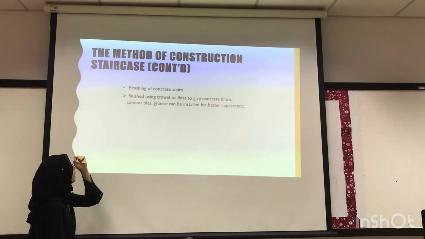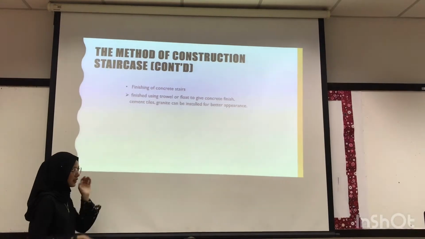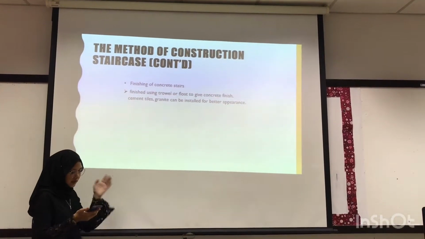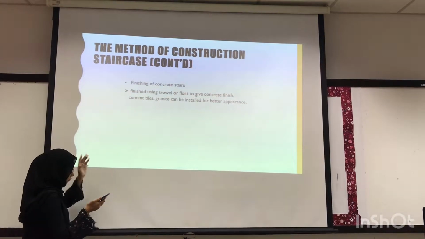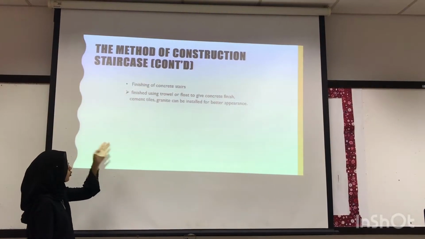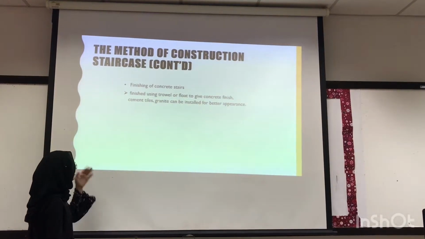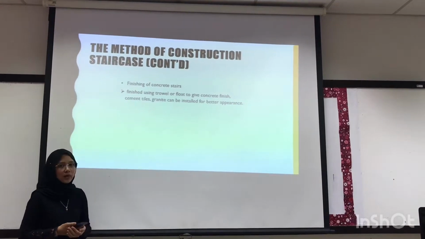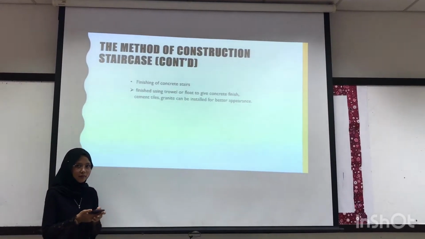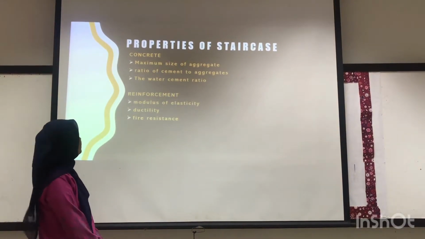The seventh method is finishing of concrete stairs. Once the formwork is removed, the stairs can be finished. It can be finished using a trowel or float. To give concrete finish, cement tiles or granite can be installed for a better appearance. The properties of staircase. First is concrete.